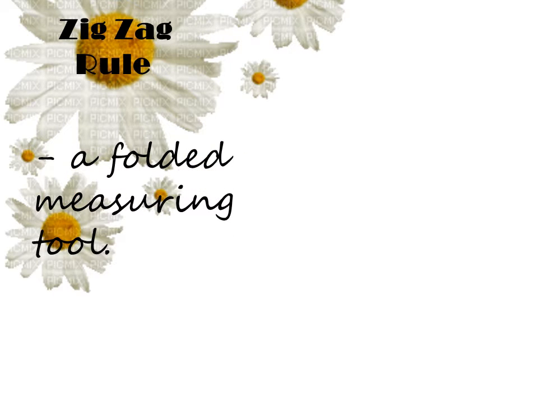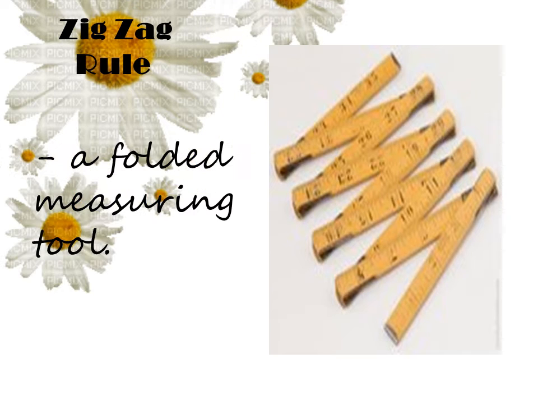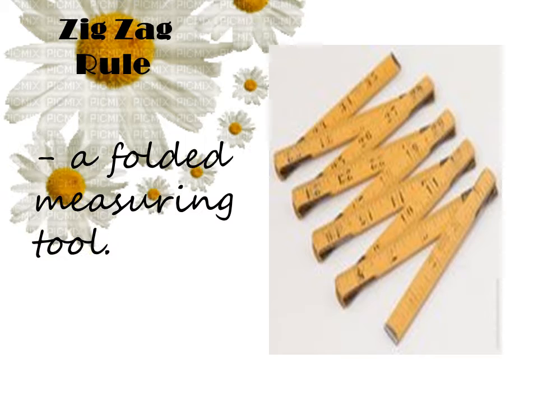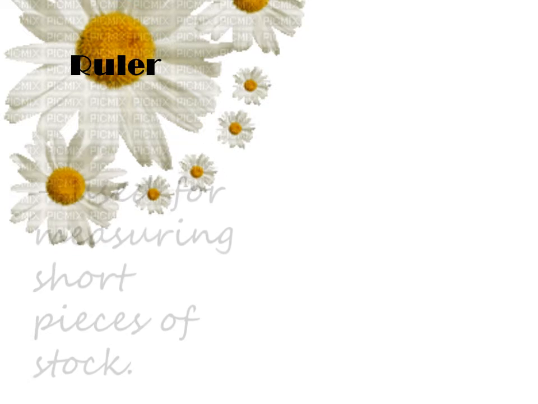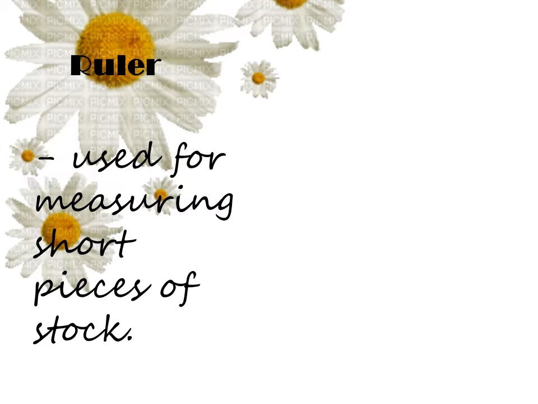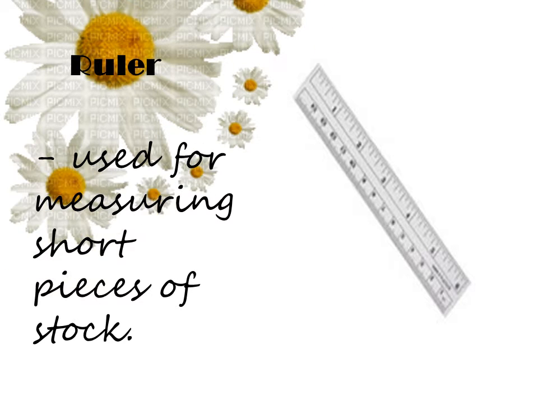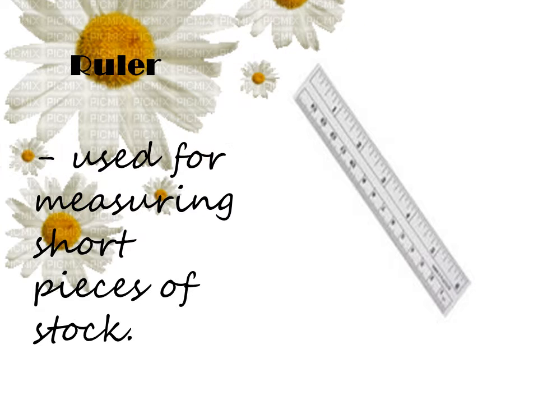Next, the zigzag rule. It is a folded measuring tool. As you can see in the picture, this kind of rule is folded. Next, we have the ruler itself. It is used for measuring short pieces of stock. So we have one for long, and now we also have one for short. This is an example of a ruler. Maybe we can use it if we have activities in school for measuring purposes.